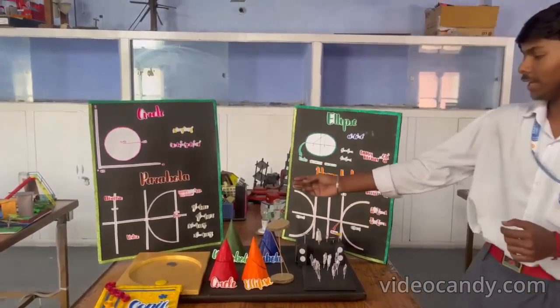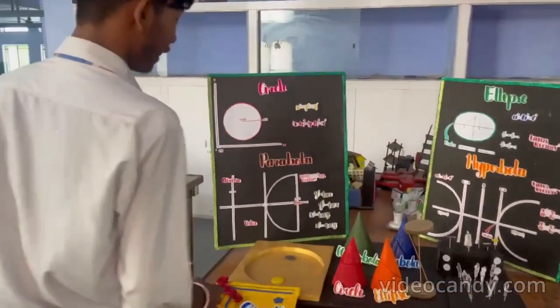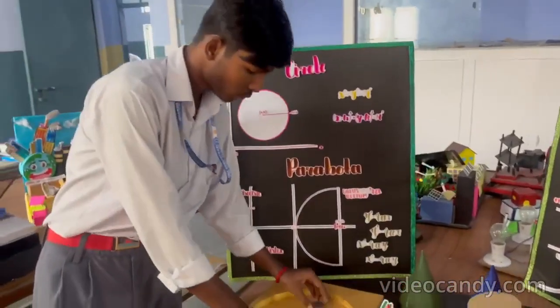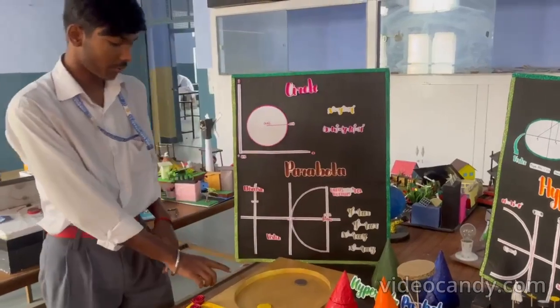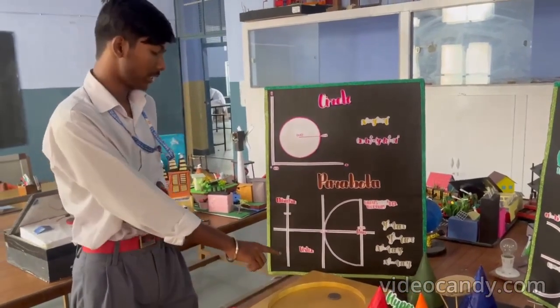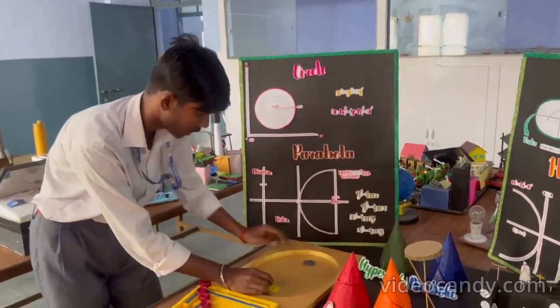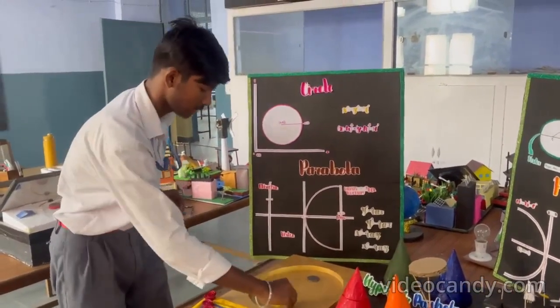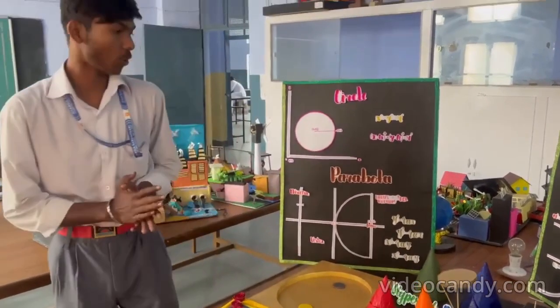And in ellipse, I designed a model which illustrates that when we put two substances at different foci and throw any ball, it goes to the focus, like this. So this is all my model.